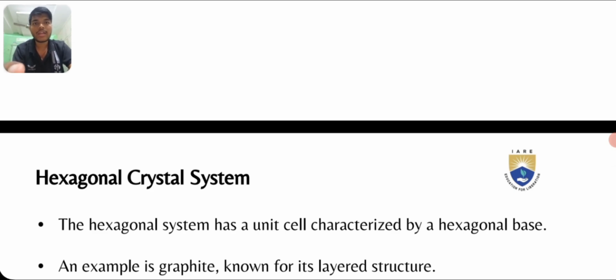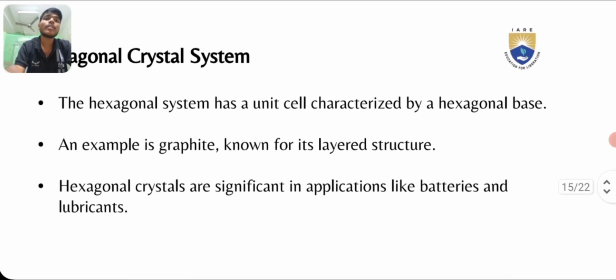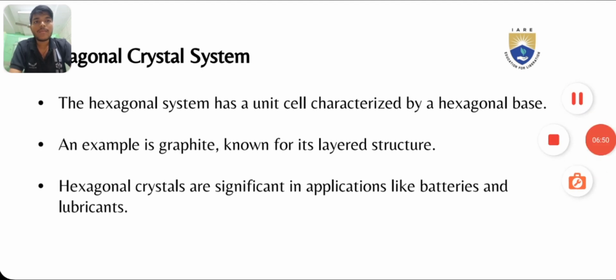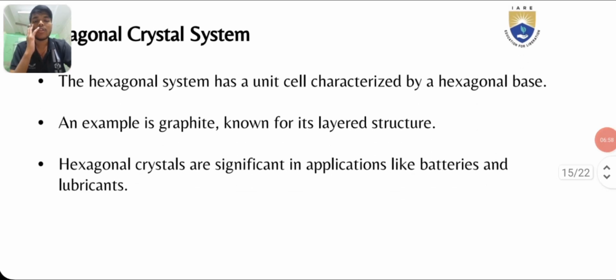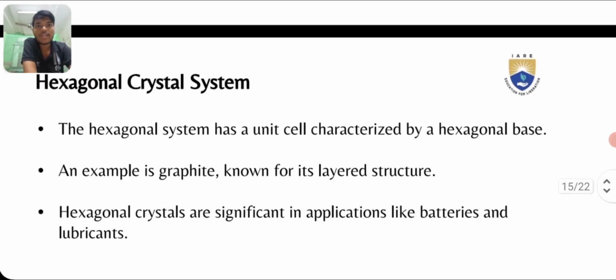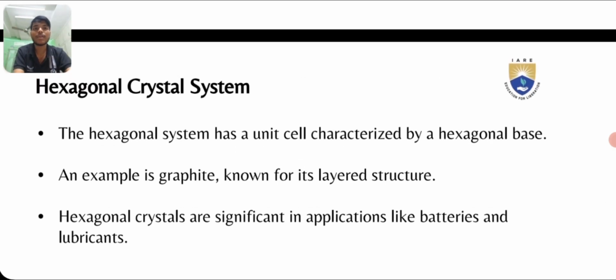Hexagonal crystal system. The hexagonal system has a unit cell characterized by a hexagonal base. An example is graphite, known for its layered structure. Hexagonal crystals are significant in applications like batteries and lubricants. These are the hexagonal crystal system.